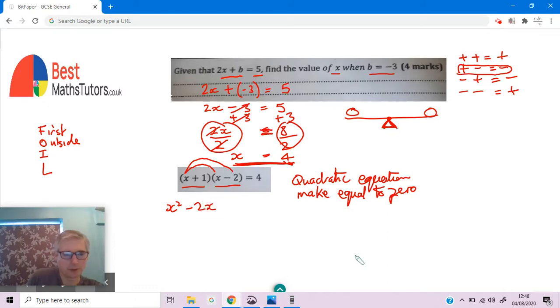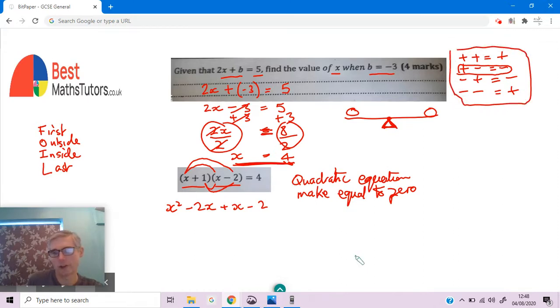And then we do the inside terms. So the inside is the 1 times the x. So that will just give us plus 1x, which we can write as just being x, so plus x. And then finally, we do the last terms. So we've got a 1 times a negative 2. That would be minus 2. But again, following on from this system, a positive and a negative will give us a negative. So that's where the minus comes from there.